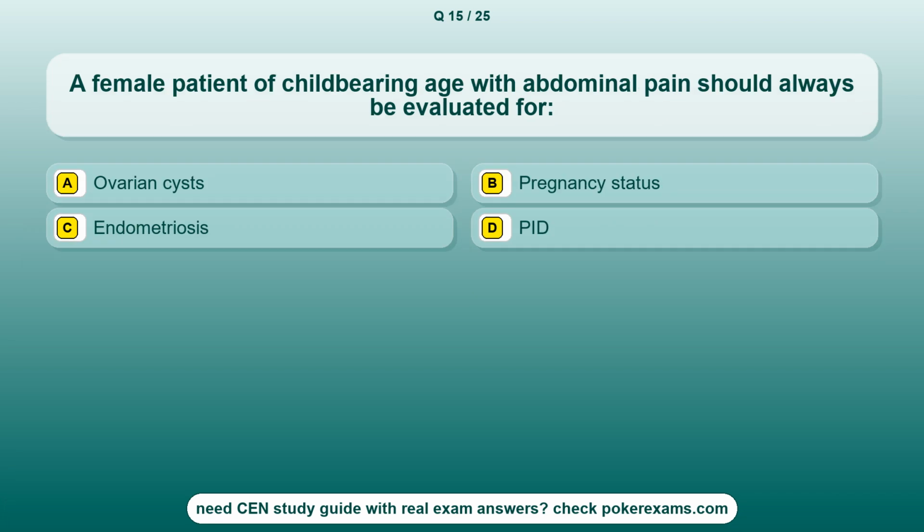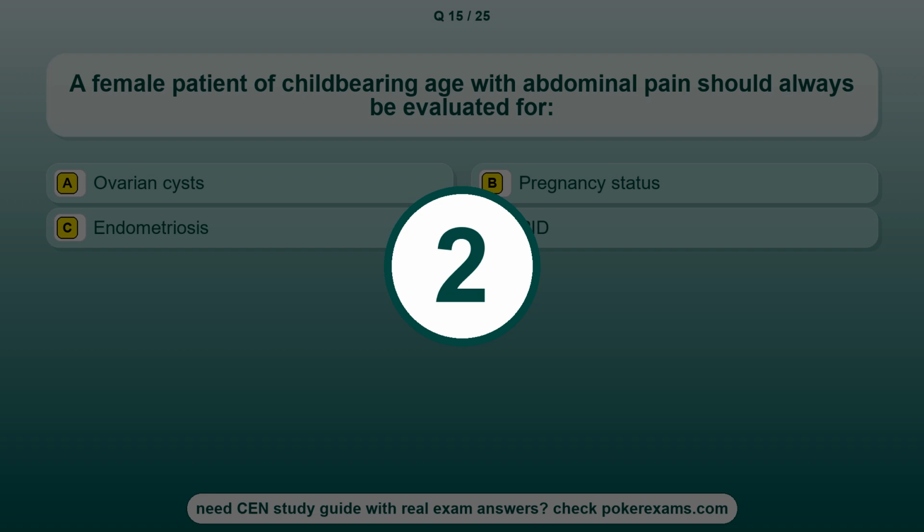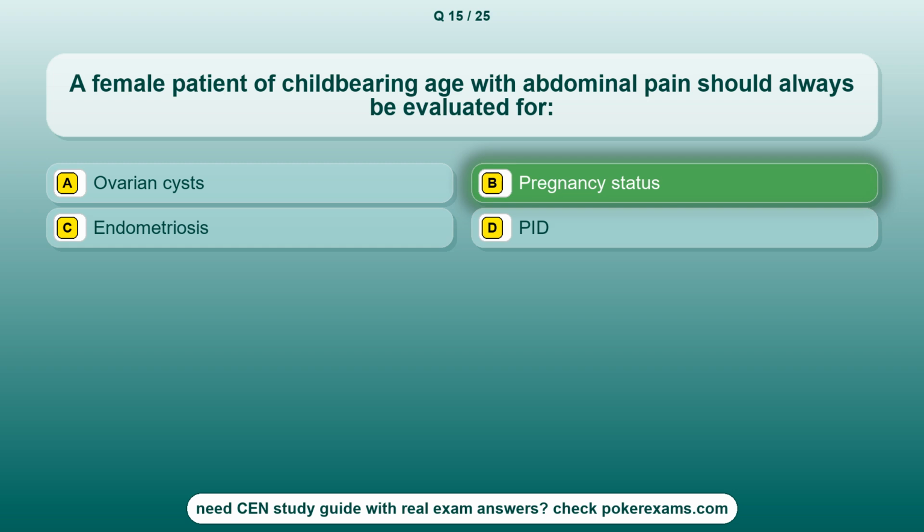Question 15. A female patient of childbearing age with abdominal pain should always be evaluated for Option A, ovarian cysts. Option B, pregnancy status. Option C, endometriosis. Option D, PID. The correct answer is option B, pregnancy status.